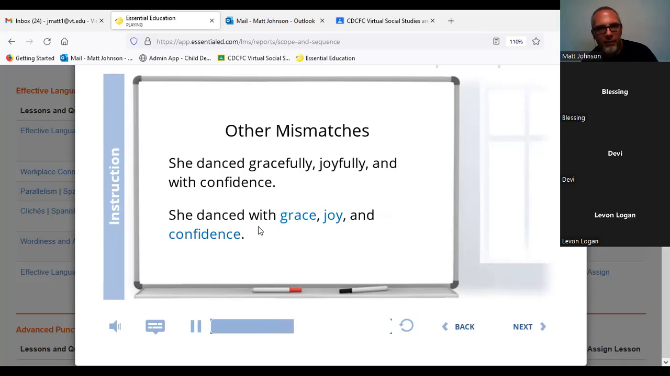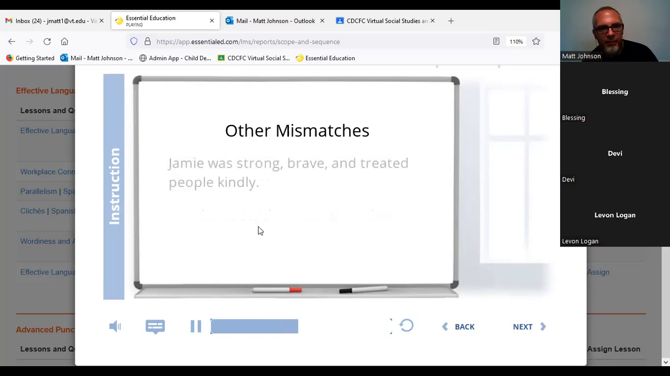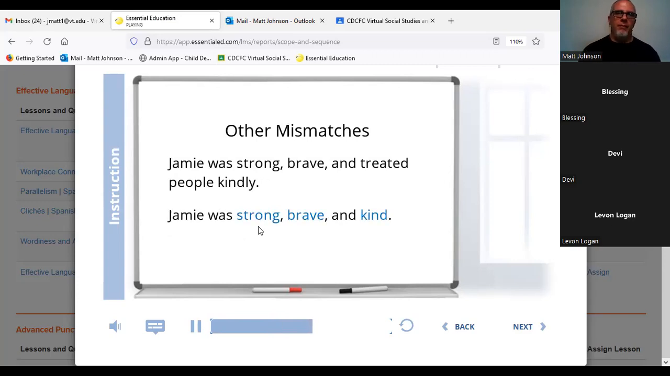You might run into the same situation with adjectives mismatched with something else. Jamie was strong, brave, and treated people kindly. The solution? Make all parts of the series match as much as possible. Jamie was strong, brave, and kind.